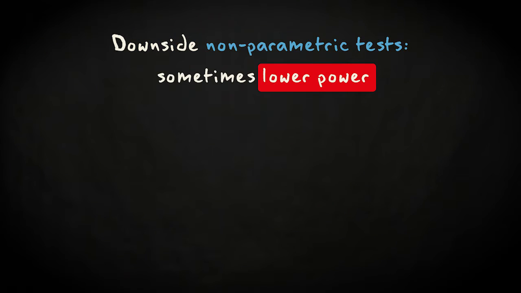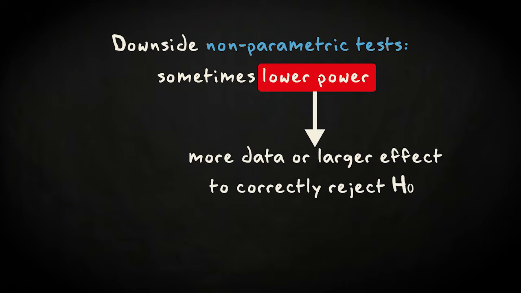The downside of non-parametric methods is that their power is usually lower than that of the equivalent parametric test, if the assumptions are met. This means that you would need more observations or a larger effect size to correctly reject the null hypothesis with the non-parametric test. And for that reason, parametric tests are often preferred if the assumptions are met.